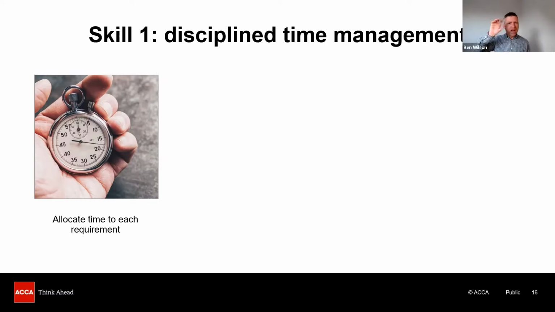And then within the question, if it's split into two halves, 8 marks, 7 marks, I'm thinking, right, well, I've got about 25 minutes for the first question, about 20 minutes for the second bit. I'm not really strict and fast on the sub parts. I'm thinking more, I need to manage my time, so I'm through this question in 45 minutes.